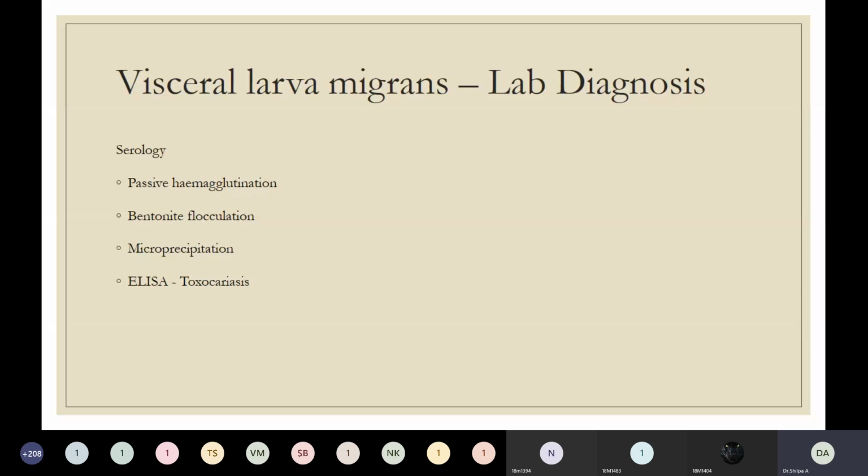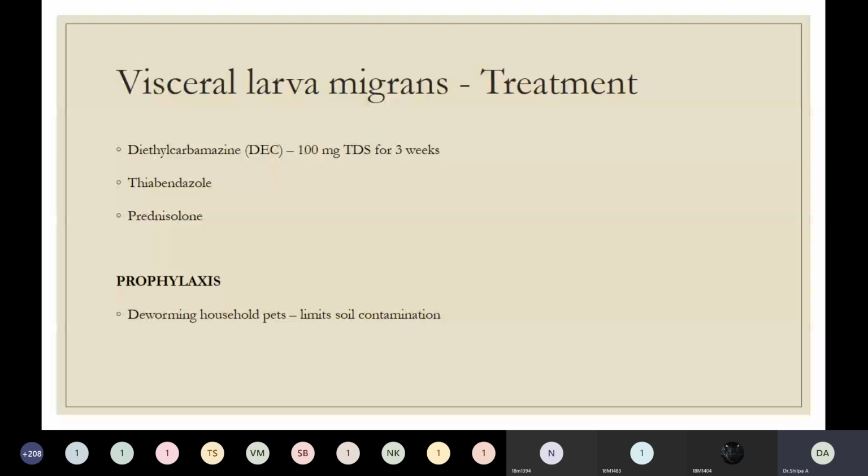Now coming to the treatment, the treatment of choice here would be diethylcarbamazine, which is given in a dosage of 100 milligram TDS for 3 weeks. Apart from this, thiabendazole is also tried, and prednisolone also can be given to minimize the inflammatory response. Now coming to prophylaxis, deworming the household pets like cats and dogs will in turn limit the soil contamination. This is the only method of prophylaxis.